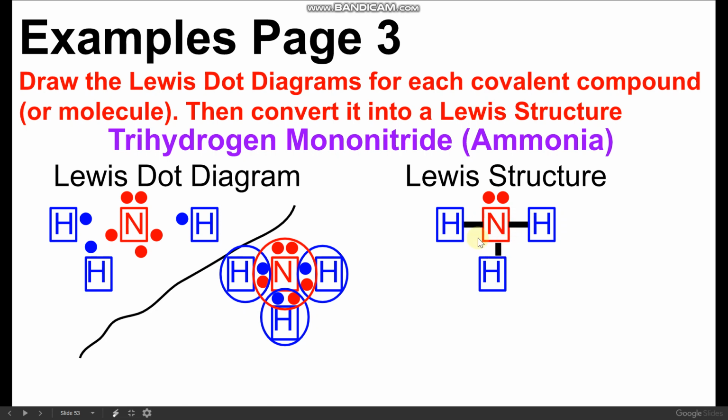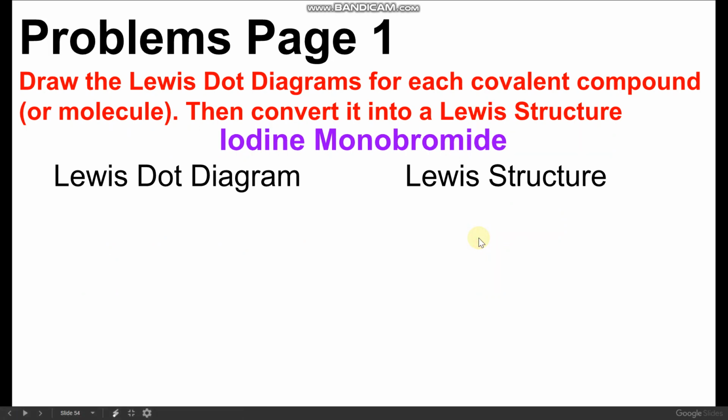All right, so then up next is the problem. So go ahead and work through these problems. You're going to start by drawing the Lewis dot diagrams for each one of these, and then you'll convert those Lewis dot diagrams into Lewis structures.